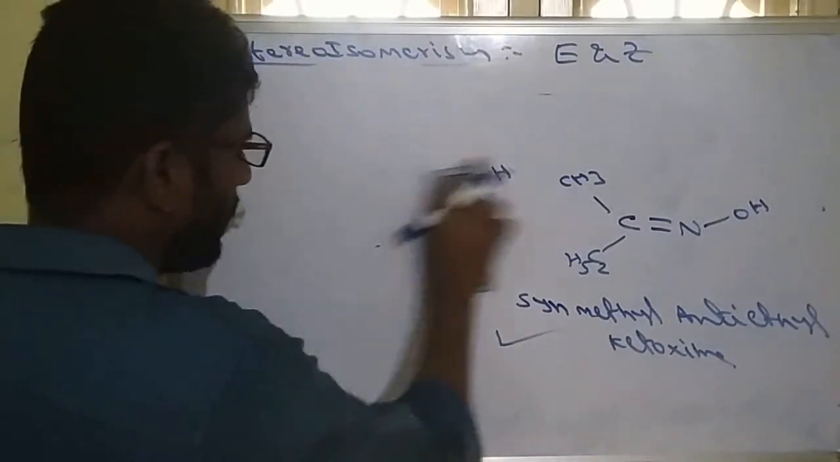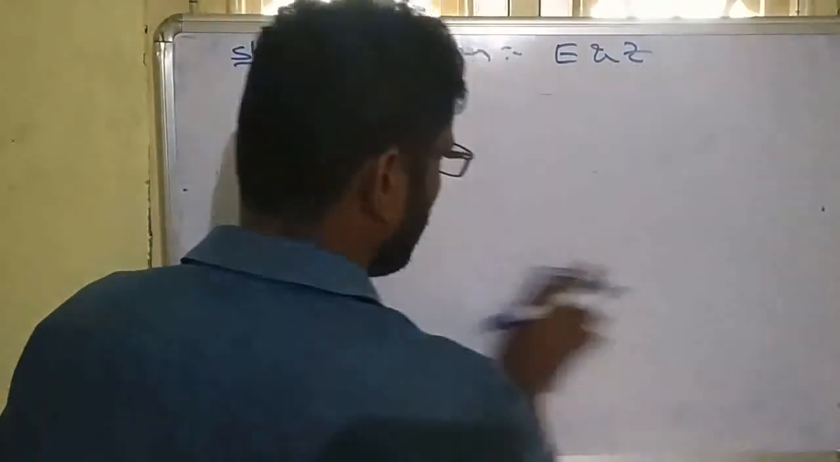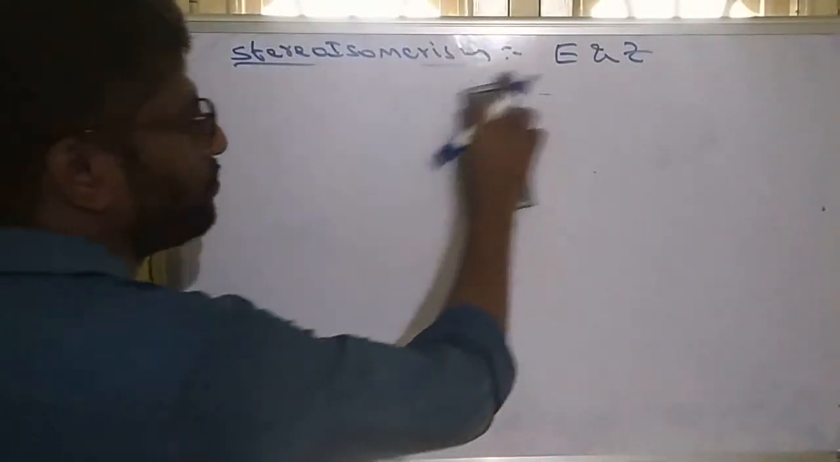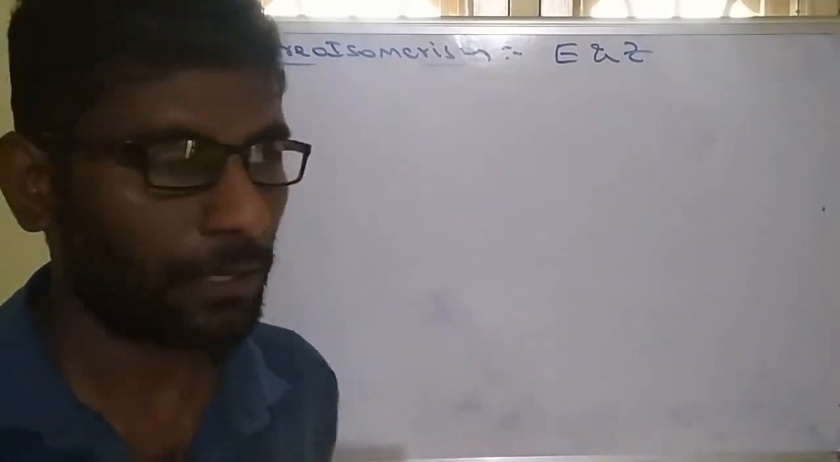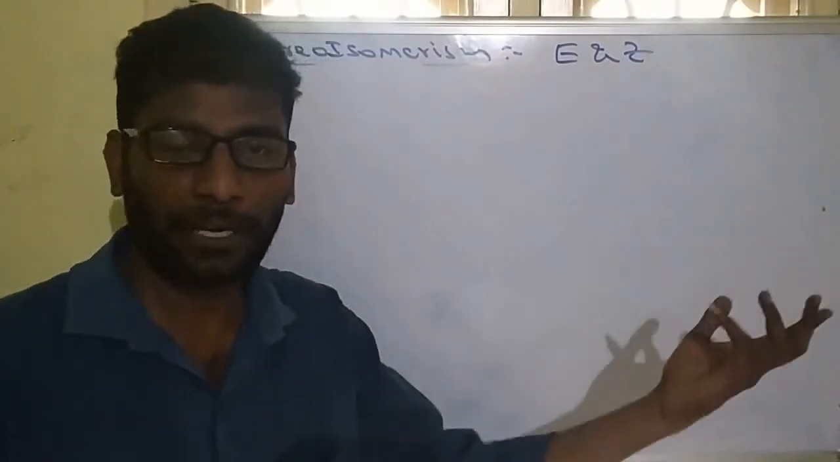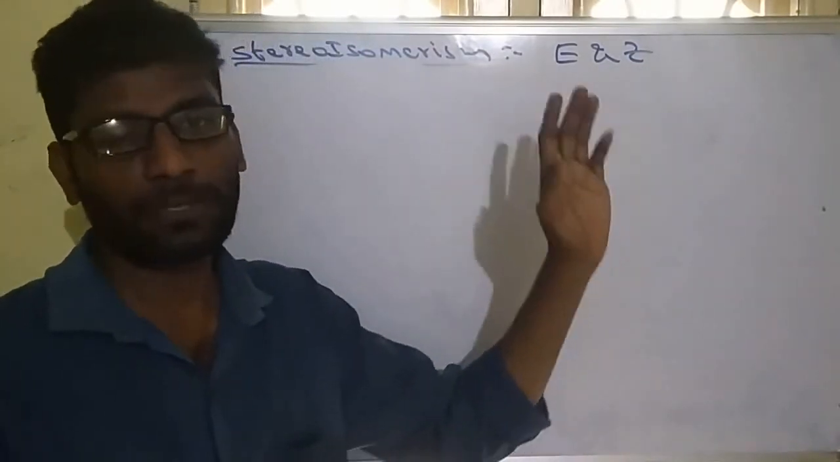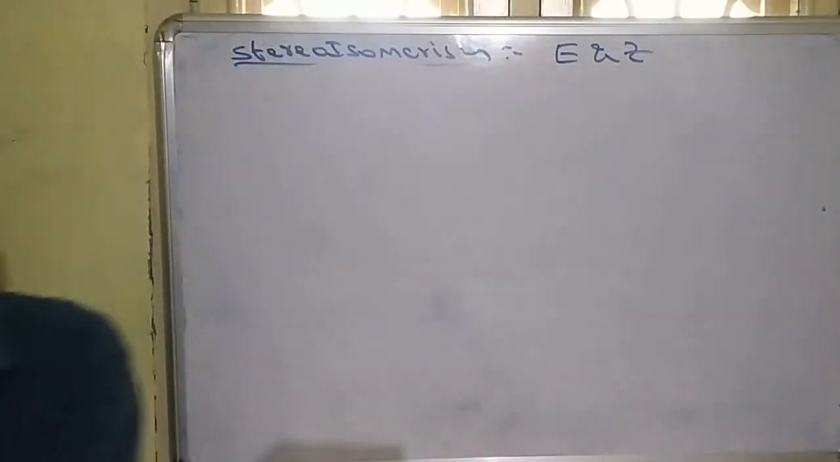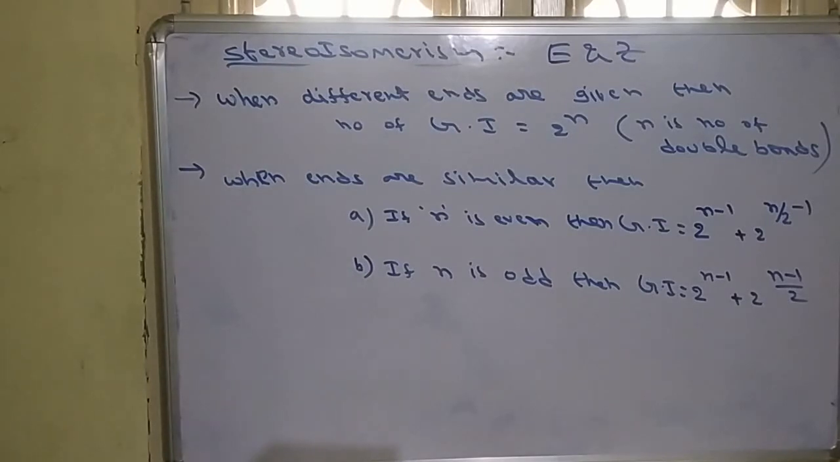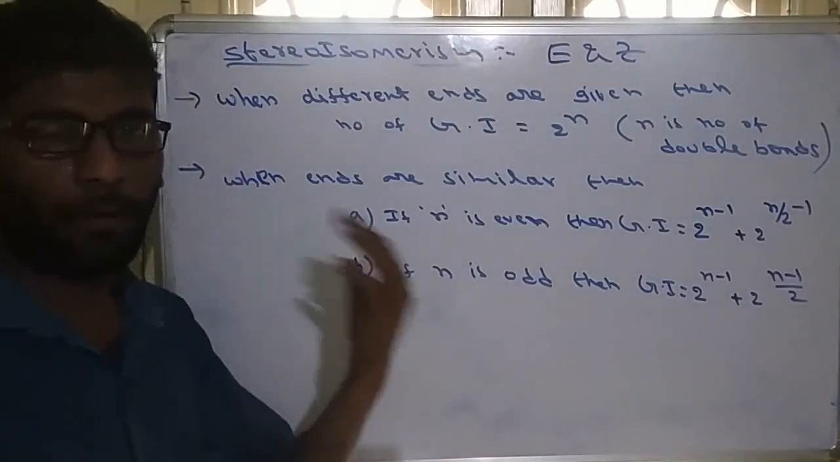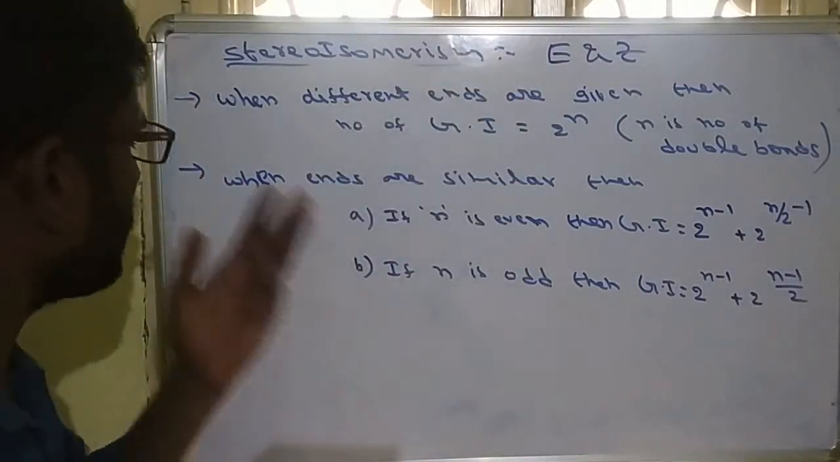And the number of geometrical isomers we have to calculate. There should be a formula. In conformational isomerism there is no formula; conformational isomers are infinite, but geometrical isomers are finite. They can be calculated by using a formula. So to calculate the number of geometrical isomers, these are the formulas.